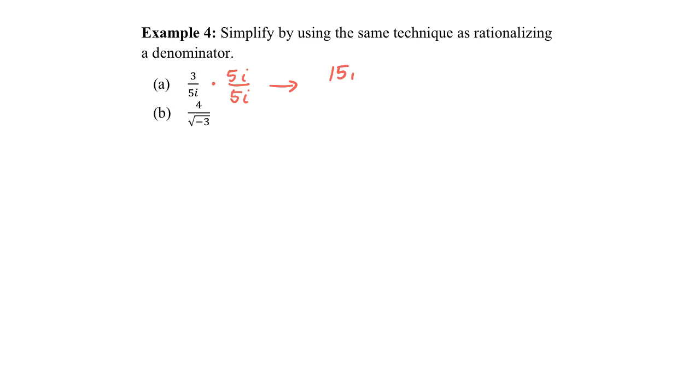So we'll get 15i up top over 25i squared in the bottom, which will give us 15i over negative 25, which we can then simplify to negative 3i over 5.